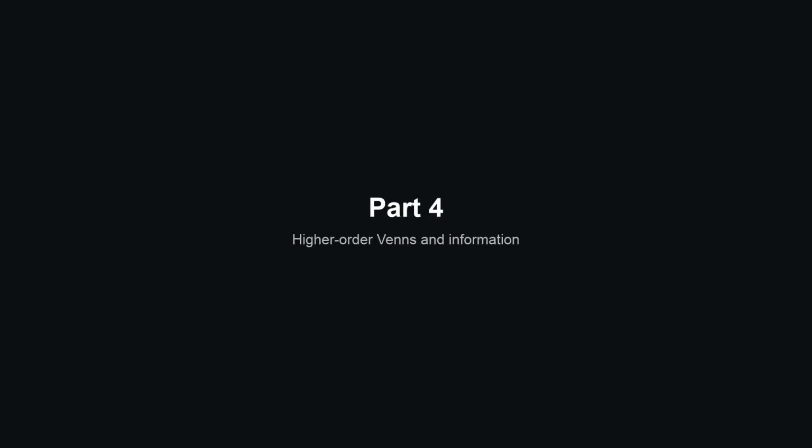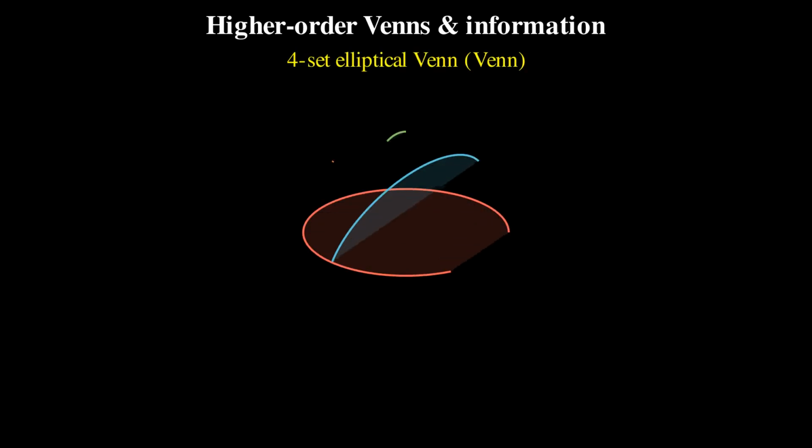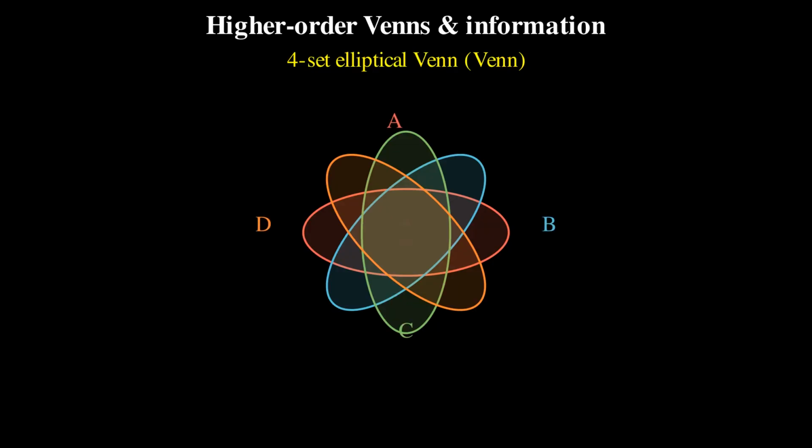Part 4: Higher order Venn diagrams and information theory. Beyond 3 sets, Venn diagrams get fancy. John Venn looked for elegant shapes that still show every possible overlap. Four congruent ellipses, rotated around the center, make a symmetric 4-set diagram. Every combination of in and out appears as its own region.